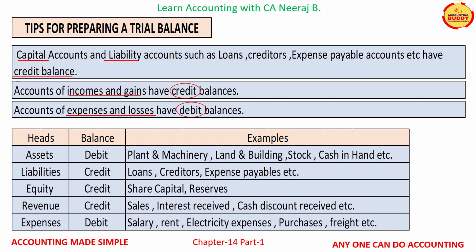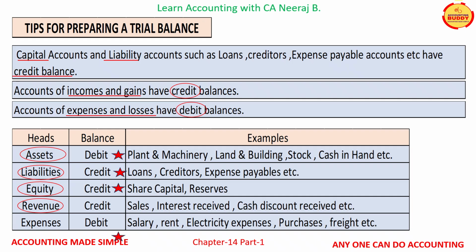Accounts are categorized into 5 heads. Assets are always having a debit balance. Examples of assets are plant and machinery, land and building, stock, cash in hand, etc. Liabilities are always having credit balances. Examples of liabilities are loans, creditors, expenses payable, etc. Equity accounts will always have a credit balance. Examples of equity accounts are share capital and reserves.